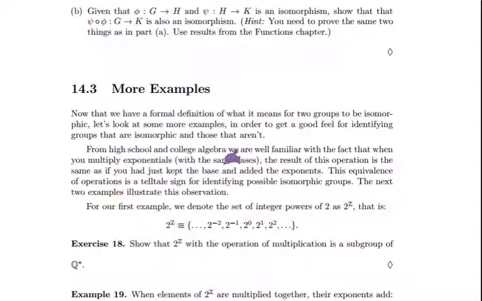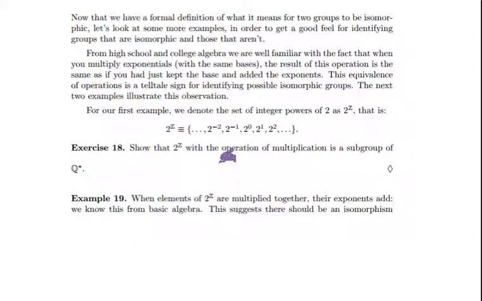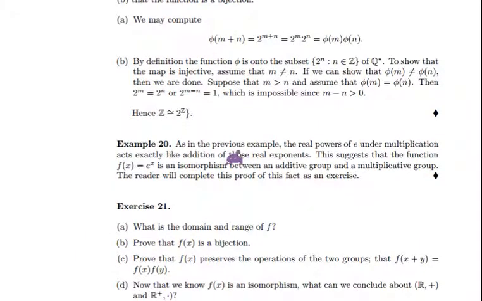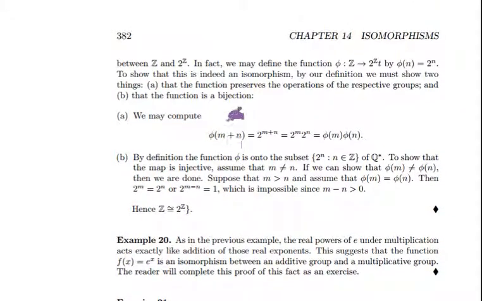Okay. 14.3 gives more examples. Again, this is really a self-discovery section. The approach to isomorphisms is self-discovery. One of the interesting things is that here you have isomorphism between an additive group and a multiplicative group. And it's very interesting that you can take addition and multiplication, which seem to be very different operations, and actually make a relationship between them.